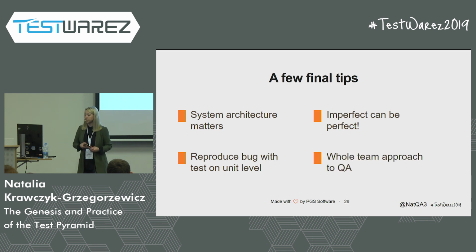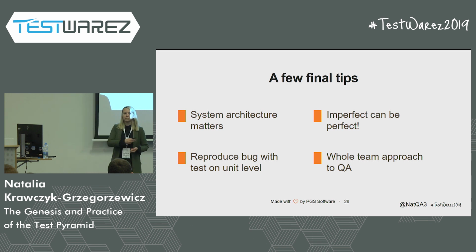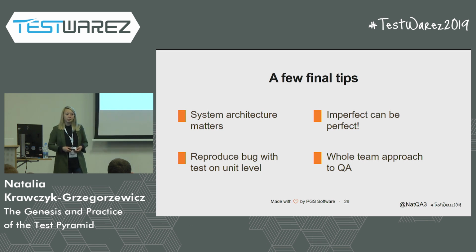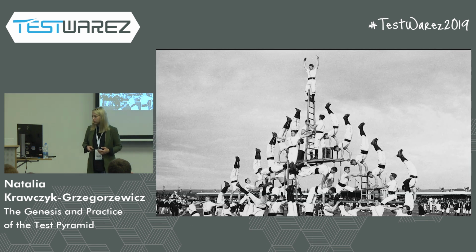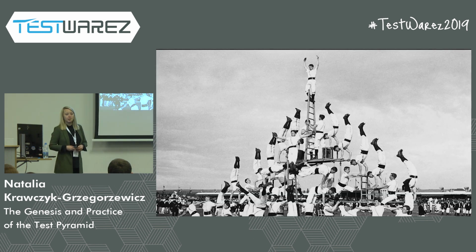And the most important one: this is a whole team approach to QA, because you cannot achieve the test pyramid on your own as a tester, because it's a whole team responsibility. You need to have developers involved, because you will not write all the tests on all layers. The front-end ones will probably be written by front-end developers. The back-end ones probably by the back-end developers too, but you can help them, because it takes the whole team to build the pyramid.